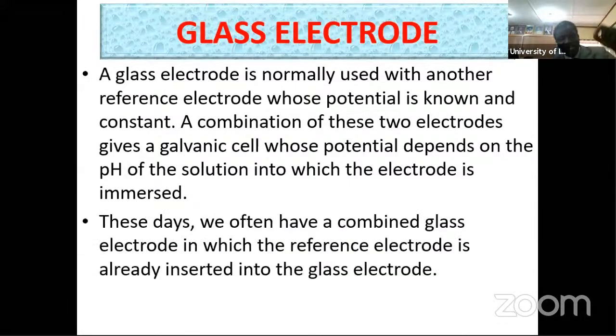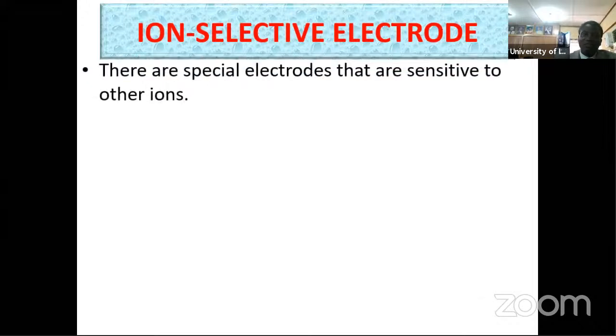And normally these days you just see the two inserted in a single one. So if you have a glass electrode, in many cases you see two tiny tubes inside it. One is the reference electrode, the one that is well known, and the other one will be that of the hydrogen. Then we have ion selective electrodes.